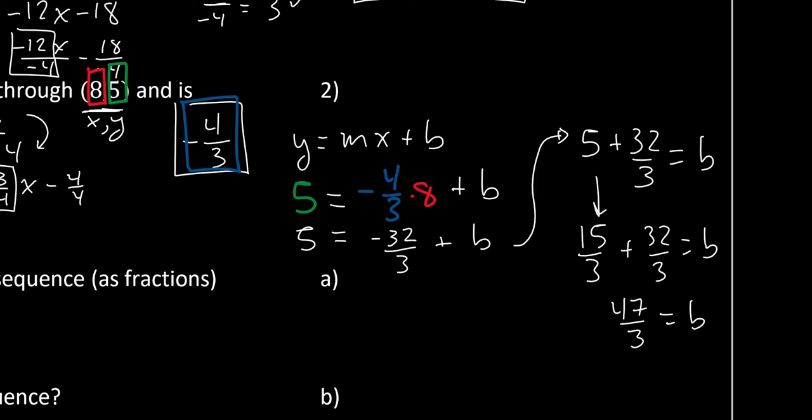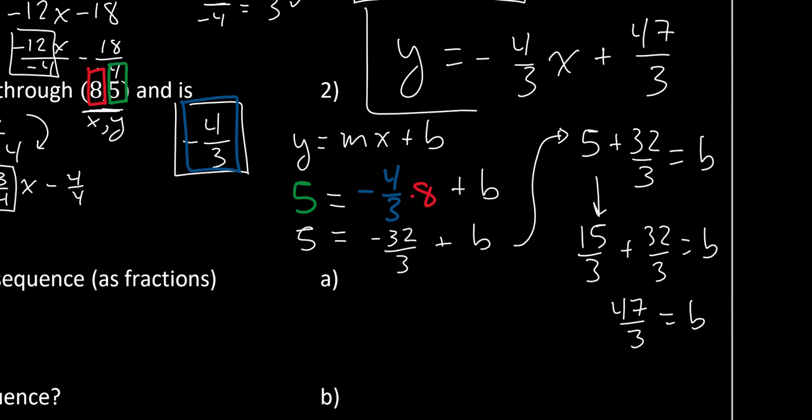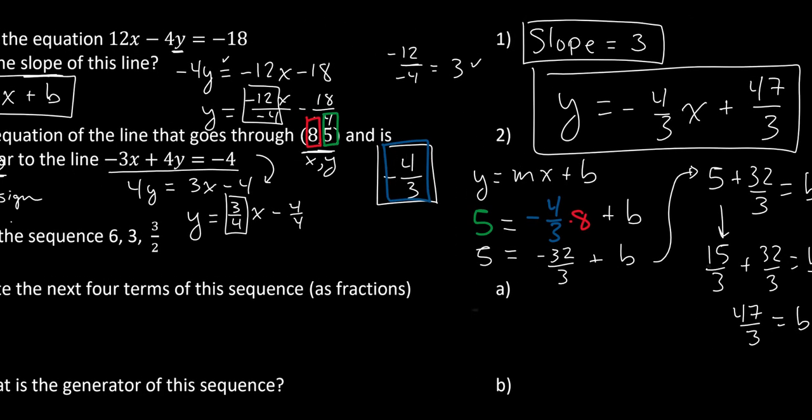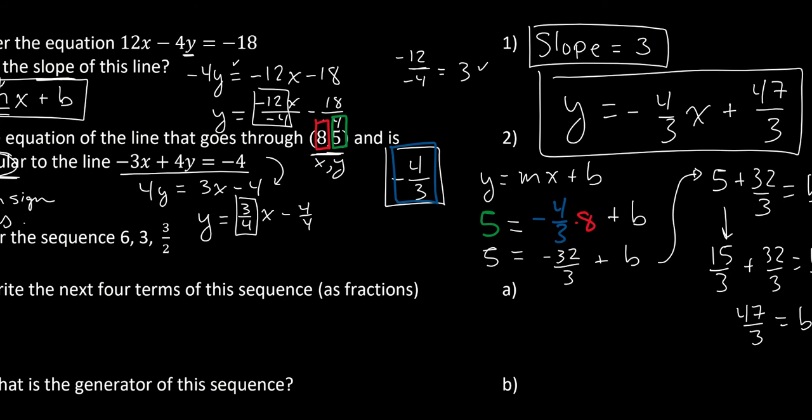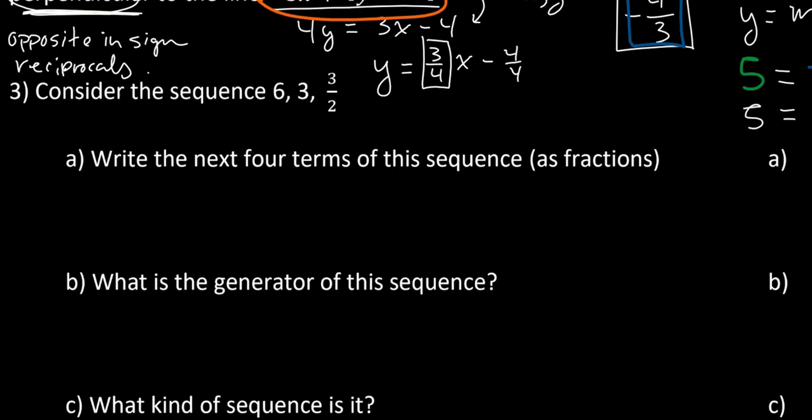So my answer here is going to be y is equal to negative 4 thirds times x, and then plus 47 over 3. So that is the equation of a line that has two properties. It is both perpendicular to this line that I was given, and it goes through this point. All right, let's move on to question number 3.